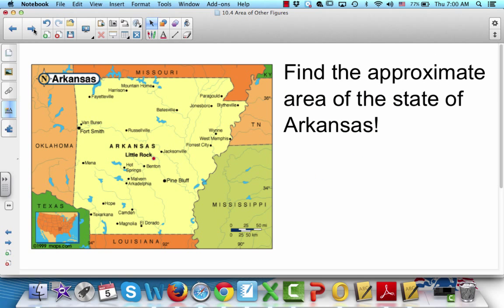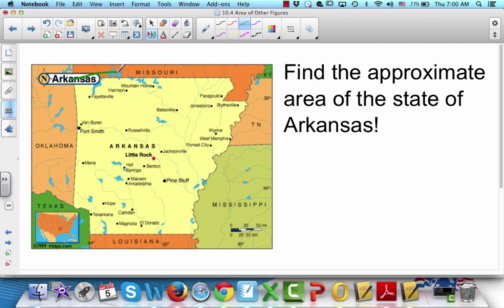Okay, so now how can you use this in real life? What if I told you to find the approximate area of the state of Arkansas? Okay, so we've got the state of Arkansas here, and let's look at this. I think that we can make a trapezoid out of this. Look. Let me get my marker.